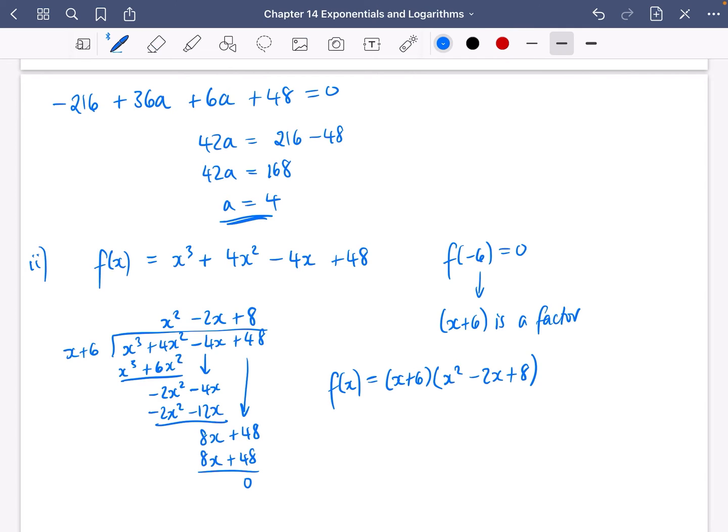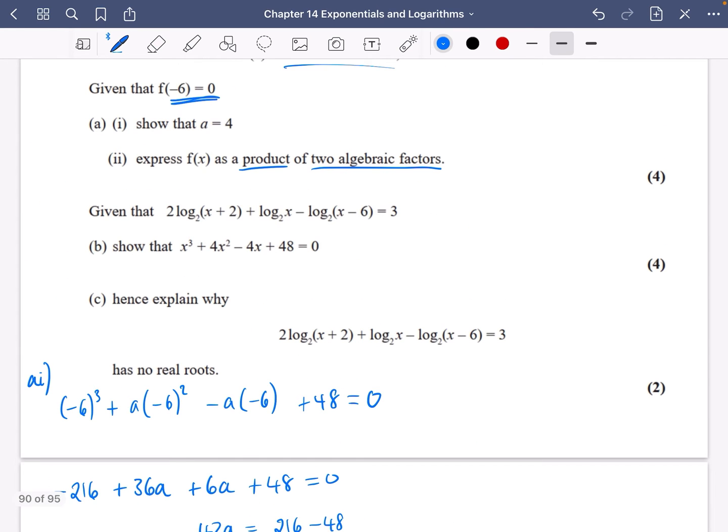So we're now going to see how this is going to link to this next bit. So it says, given that 2 log base 2 of x plus 2 plus log base 2 of x minus log base 2 of x minus 6 equals 3, show that this thing is equal to 0.